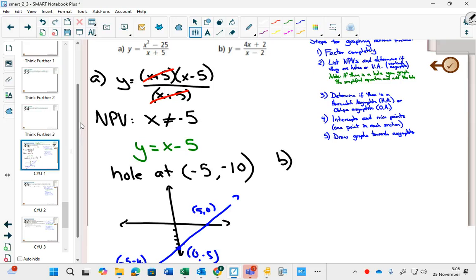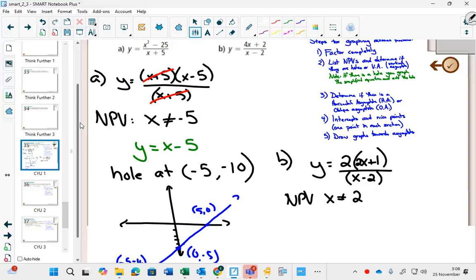Part B, factor completely. If I can take out a common factor of 2, my non-permissible value, x can't equal 2. Hole or vertical asymptote? And this time, it doesn't disappear. Are you okay with the abbreviation V.A. for vertical asymptote? We're going to have a vertical asymptote at, and the equation of a vertical asymptote has an equal sign.